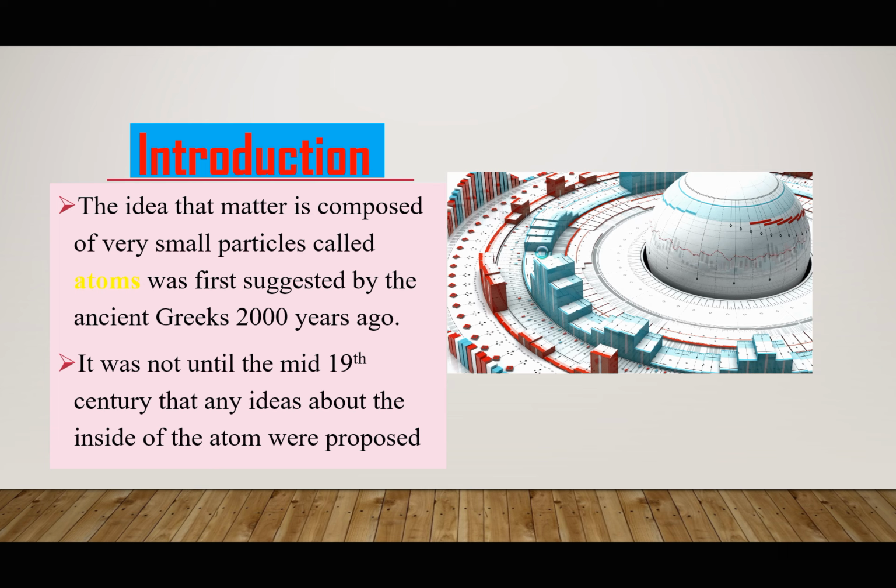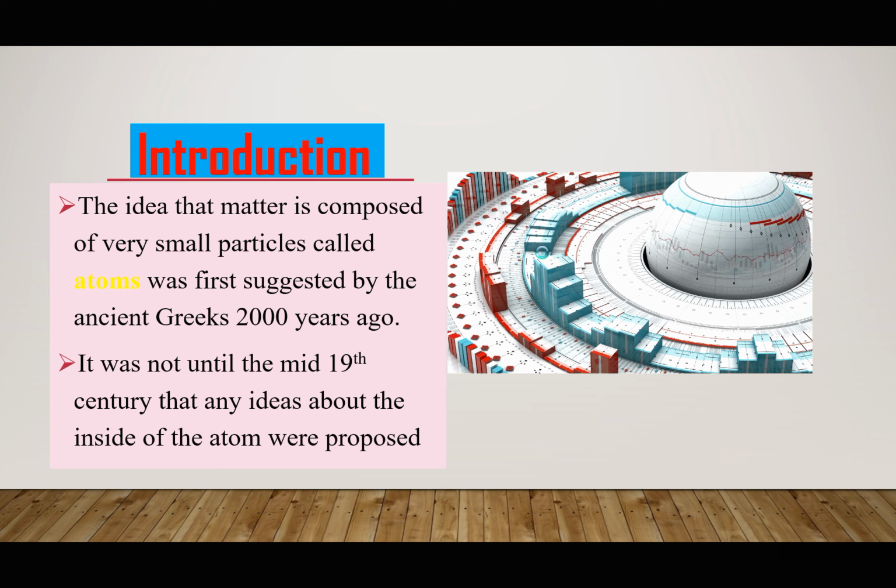So what was J.J. Thomson's model? What did J.J. Thomson propose? What was J.J. Thomson's model of the atom? J.J. Thomson suggested that an atom is a neutral particle which, according to him, is made up of positive charges, which he called the pudding.